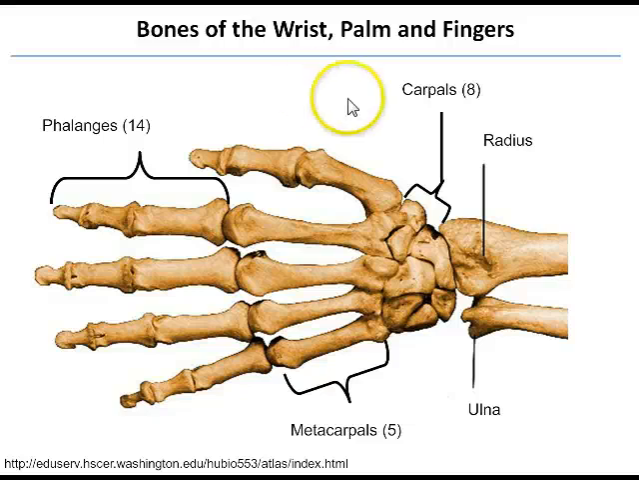palm and fingers. Note the distal end of the radius and the distal end of the ulna. It is specifically the distal end of the radius that articulates with this group of carpal bones to form the radiocarpal joint. The carpal bones consist of 8 small individual bones within the wrist region. We then have 5 metacarpal bones, and then we have a number of phalanges, totaling 14, that make up our fingers.